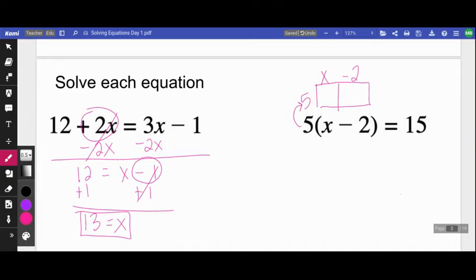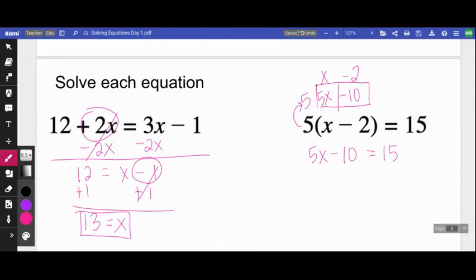So 5 times x is 5x, and 5 times negative 2 is negative 10, which means that 5 times the set x minus 2 is equivalent to 5x minus 10. And then we still have equals 15.